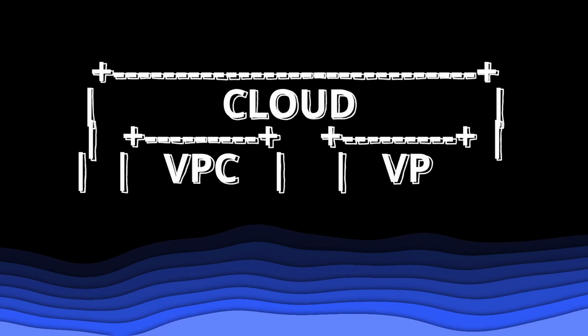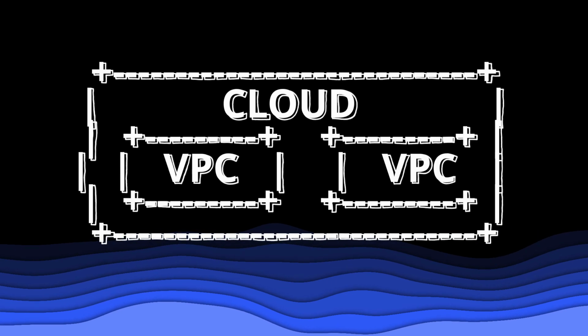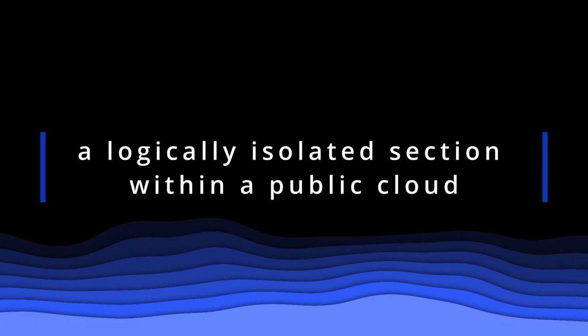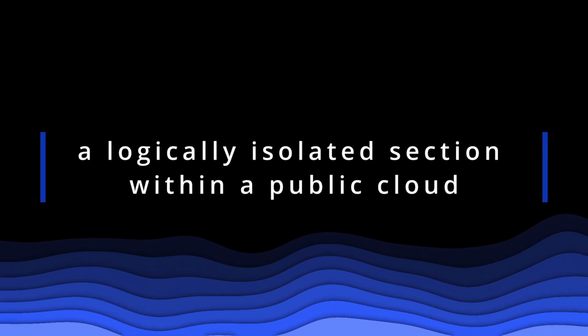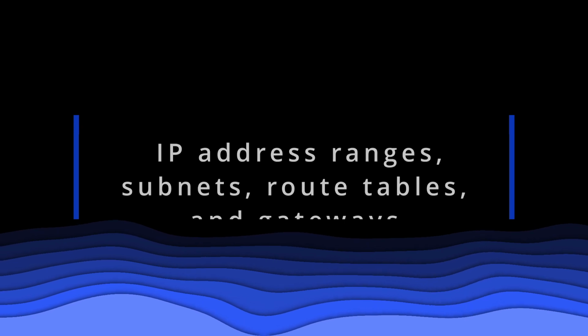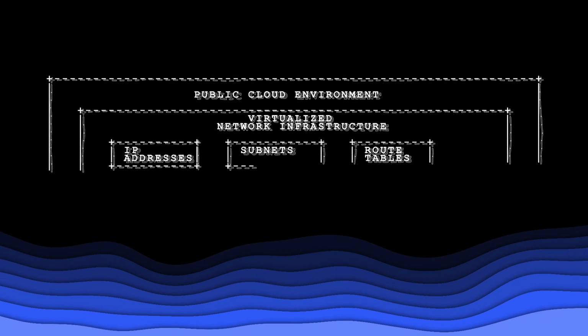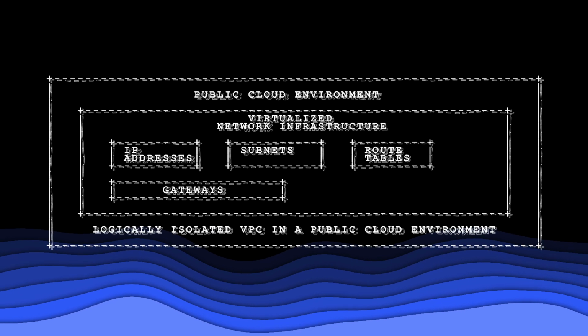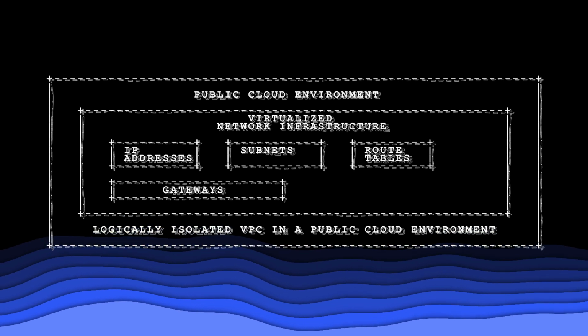Today, we're diving deep into the Virtual Private Cloud, or VPC for short. VPC is a logically isolated section within a public cloud environment. It provides a virtualized network infrastructure, giving users the ability to define and control the networking environment, including IP address ranges, subnets, route tables, and gateways. It's crucial because it provides a secure environment for your cloud resources.